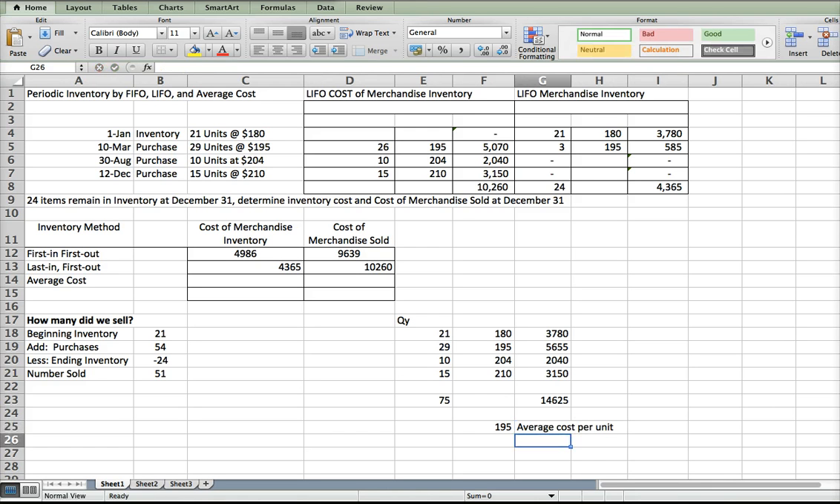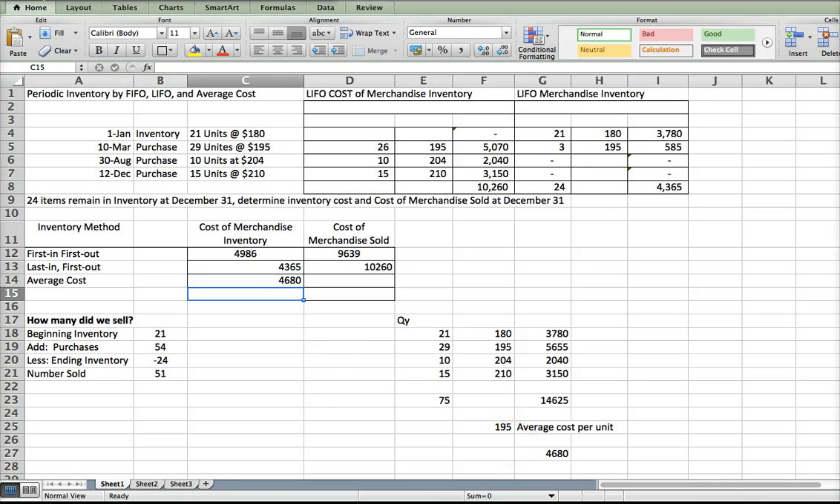I know that in inventory I have remaining 24 because they told me that, right? So my inventory remaining is going to be 24 units times 195. Oh, I need an equal sign. For $4,680. That is my ending inventory. So I can go ahead and put that in as my cost of merchandise inventory under average cost. Again, that was just the 24 items times the average cost. So that is going to equal $4,680.